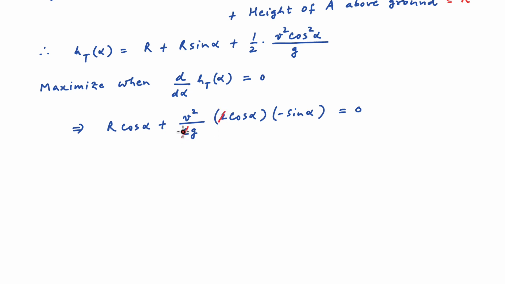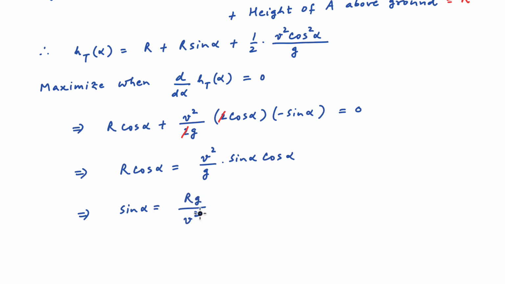And we set this equal to 0. On the left hand side, in the second term, 2 cancels across the numerator and the denominator. And this expression simplifies to r cos alpha is equal to v square upon g times sine alpha cos alpha, which implies that sine alpha is equal to rg divided by v square.